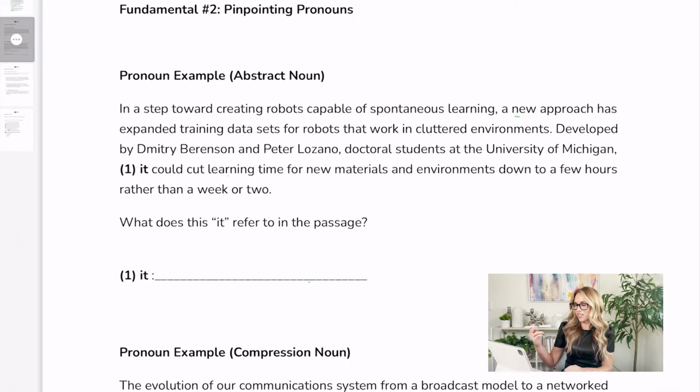All right, what could cut learning time? Well, it's the new approach. So that was an abstract noun, and that is what the it is referring to. So make sure you get a handle on that so you don't lose sight of the argument. All right, the next one's dealing with a compression noun. So if I say this idea or this experience or these subjects, whatever it is, I'm probably shortening the phrase, so that's a compression noun, but it's referring to a longer sentence or idea or fragment before.